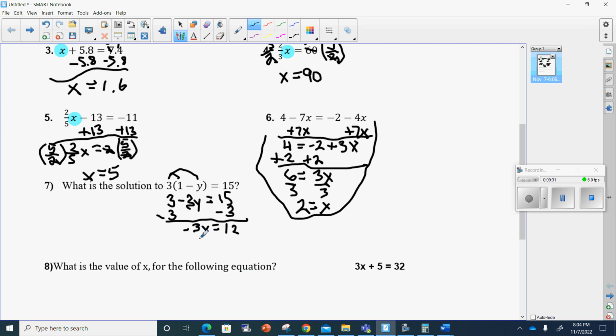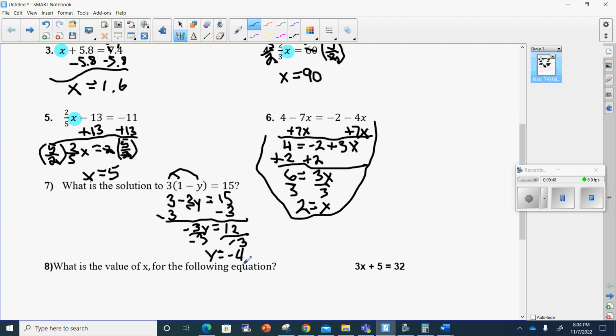Next, I'm going to get rid of this negative 3 by dividing it by negative 3. Whatever I divide by one side, I divide by the other. Y comes down. Equal sign comes down. And 12 divided by negative 3 would be negative 4.